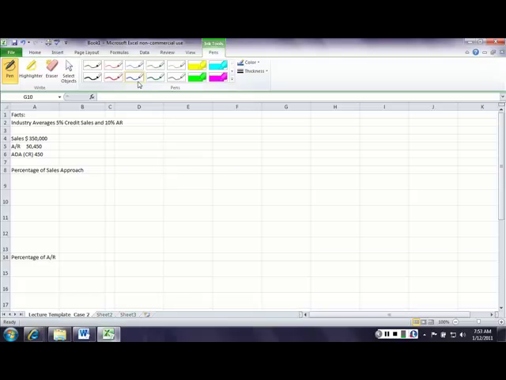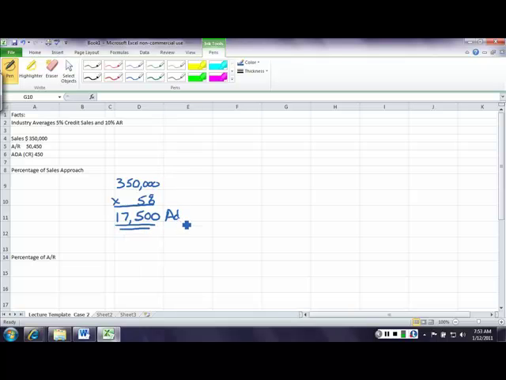That's just an estimate. This information is available in a variety of different areas. As the company grows, they will base it on their own history rather than industry averages, but this is a starting point. So for the first one, you're going to take your $350,000 of sales times your 5% industry average, and you're going to get $17,500. This is your adjustment. Percentage of sales approach, very straightforward.